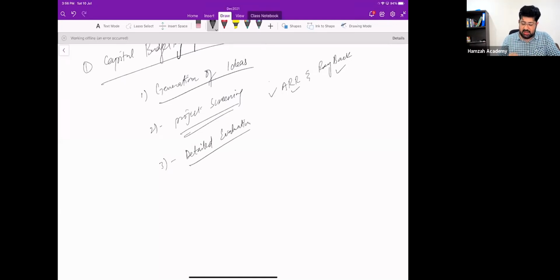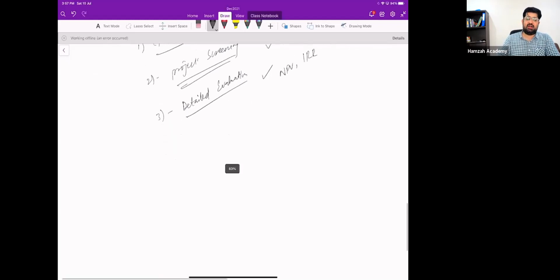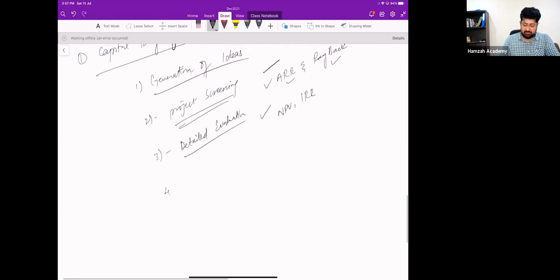Once that is done, financial factors, non-financial factors, ethical issues, environmental issues, social issues, legal issues, financial aspects, all are considered. And normally we use NPV and IRR for this purpose, financing techniques.